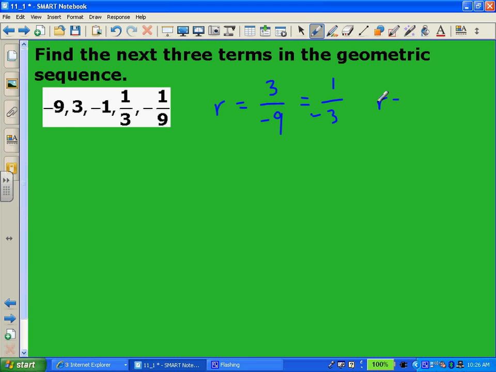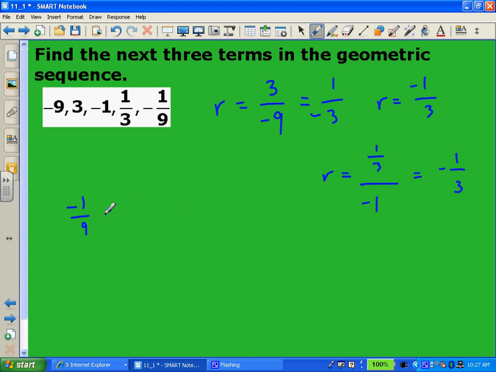Let's try a few others just to make sure we're right. So if I take -1, divide it by the term before it, well, that gives me -1/3. What about if I take 1/3 divided by -1? Well, that's going to be -1/3 as well. Okay, so it seems like our common ratio is -1/3. So then I'm going to find the next three terms.